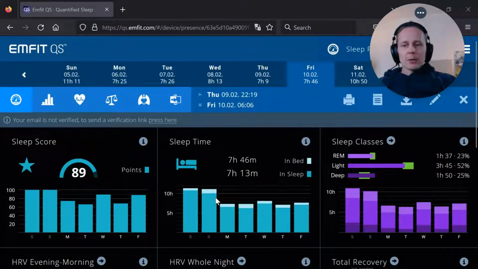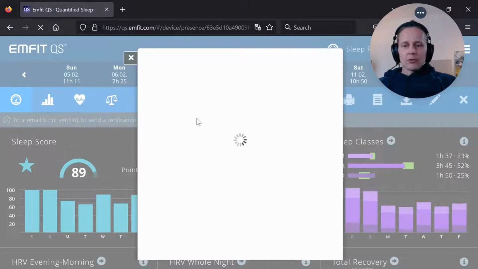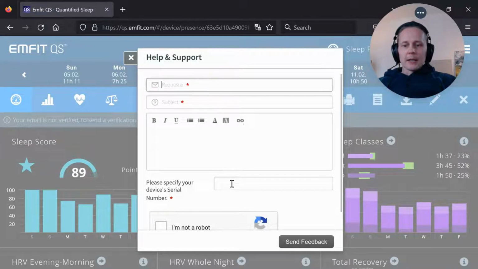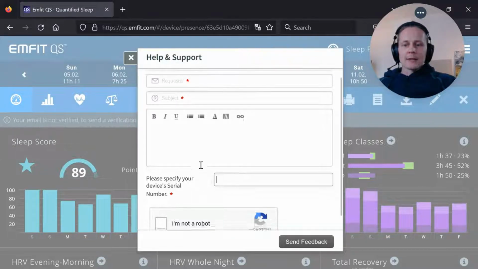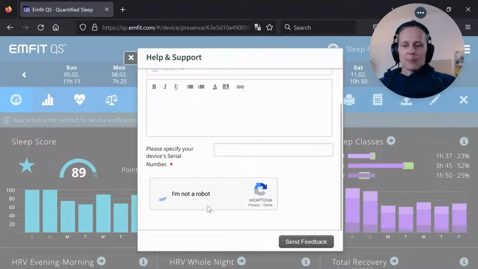And if you have problems with the device, you can contact support from the link here and just indicate your device's serial number here so that you can send the message, and then there's the captcha showing that you are a human. So that's basically it.